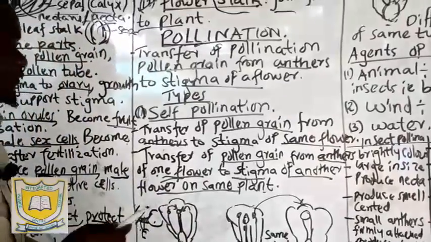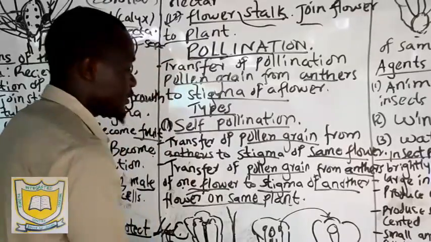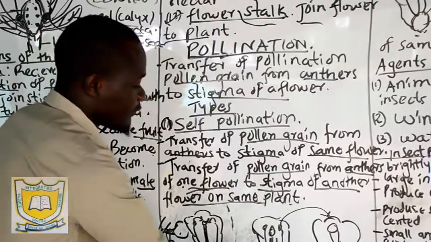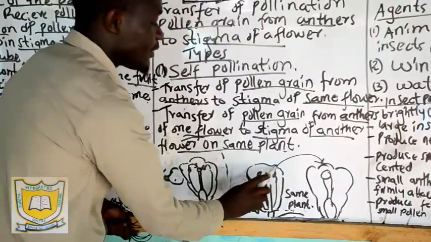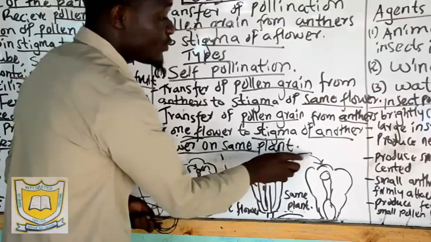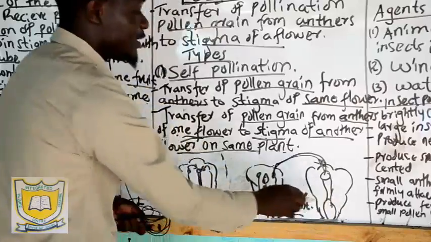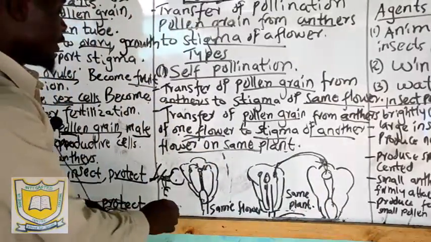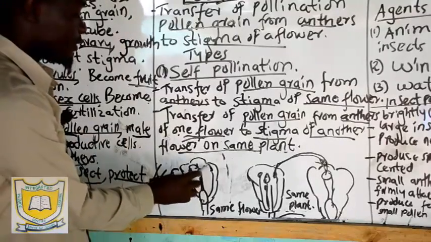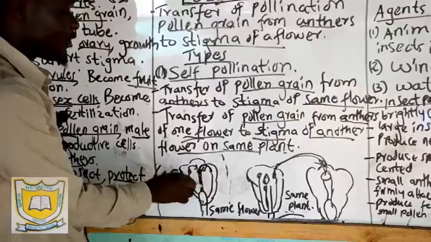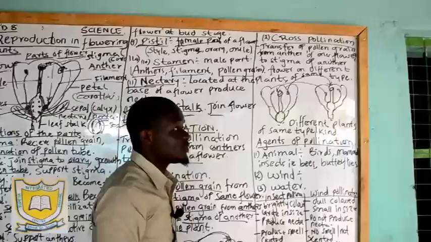For example, this is a flower on this plant, this is a plant. This is a nice example I have here. These flowers are on the same plant. Now the pollen grain moves from the anthers of this flower to the stigma of the next flower, but it is the same plant. That is self-pollination. But we also have self-pollination that occurs on the same flower, where pollen grain from the anthers enters the stigma of the same flower. It's also called self-pollination.